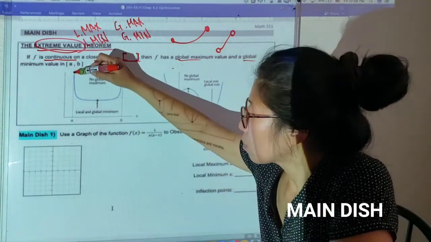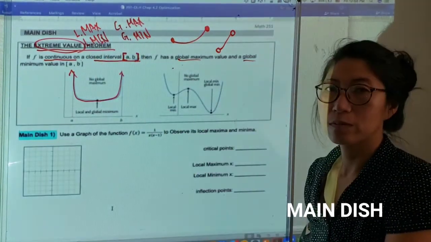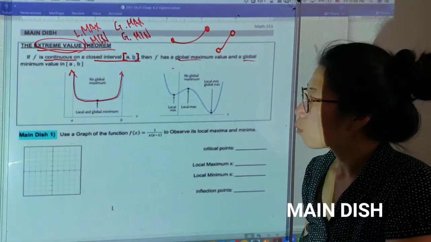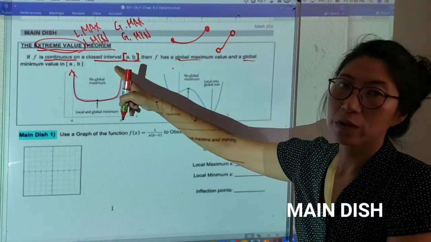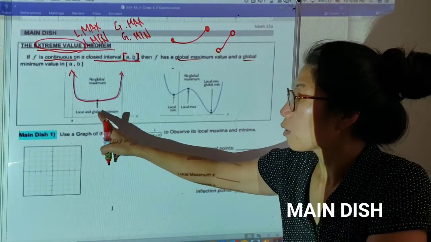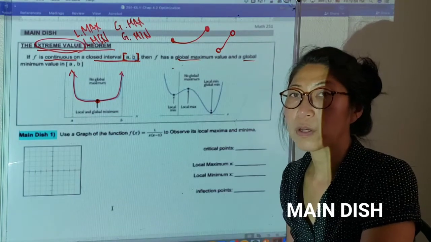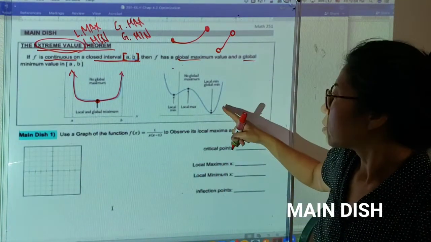So when you look at this graph, do we have a global maximum? Yes or no? No. Why is that? Because do we have a closed interval? No, it's not, right? And do we have a local minimum? Yeah, we have a local minimum, but in this case it is also a global minimum, right? If it's the smallest. Let's look at the next one.